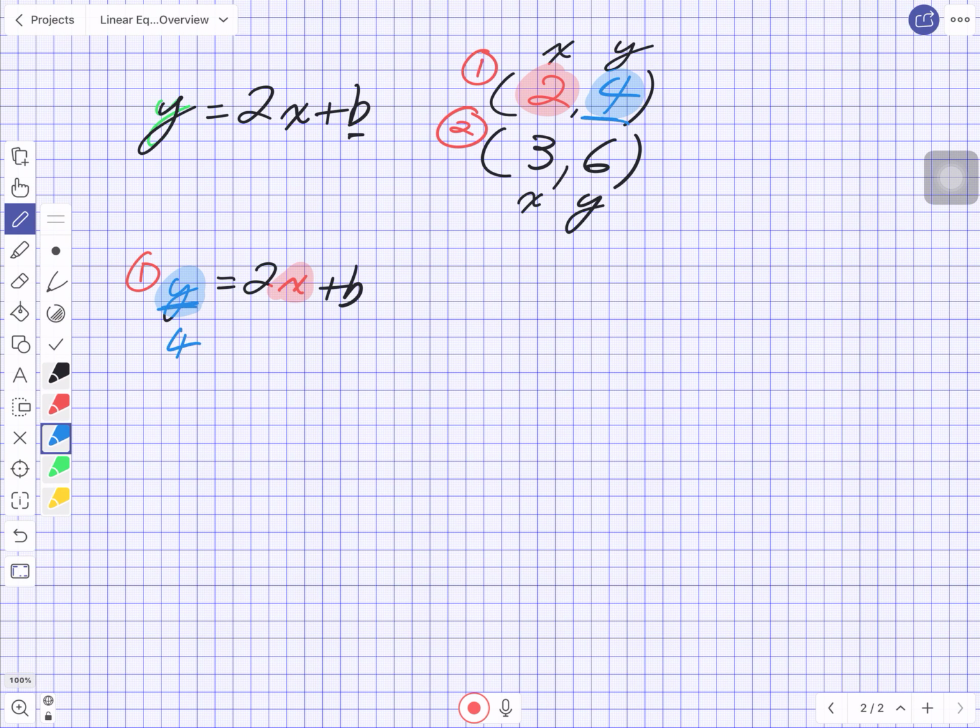So 4 is equal to 2, and 2 is going to replace x. So 2 times 2 plus b. Okay? Remember, the goal here is to get b by itself. We're trying to solve for b. So 2 times 2 is going to give us the value of 4.